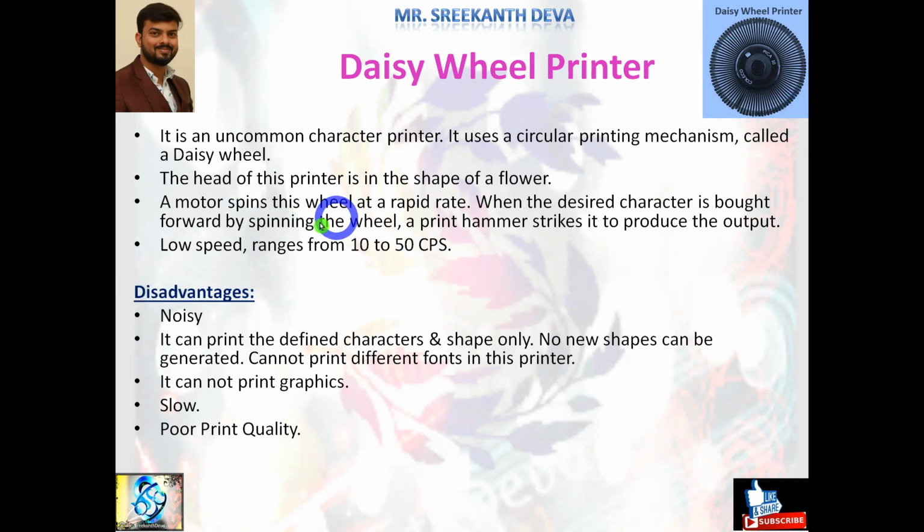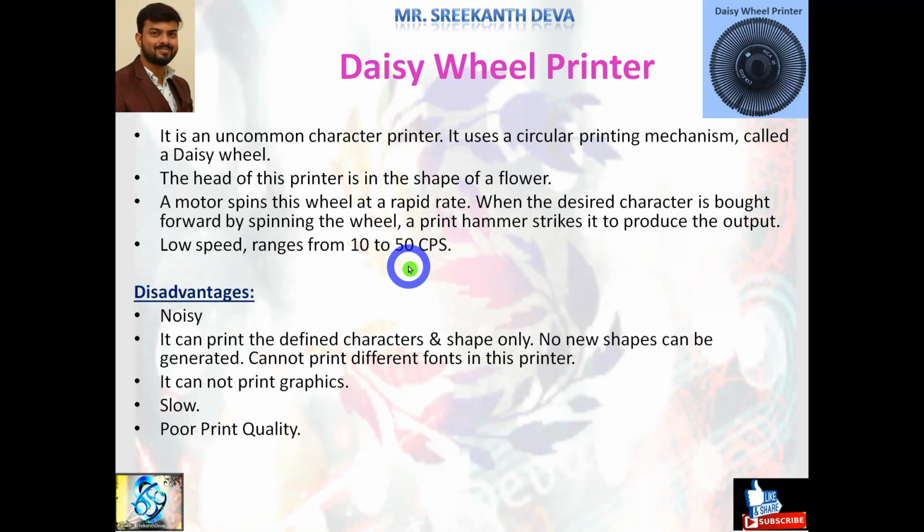The motor spins this wheel at a rapid rate. When the desired character is brought forward by spinning the wheel, a print hammer strikes it to produce the output. It is low speed, ranging from 10 to 50 CPS, characters per second. These printers have a defined type and a set of characters, and they can print the defined characters and shapes only. No new shapes can be generated. That means you cannot print different fonts in the printer.